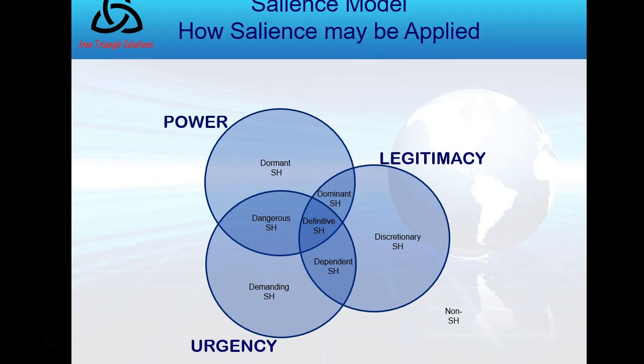So where all 3 circles come together, that's a definitive stakeholder. You really want to work with them. One that has power and urgency, so those 2 circles coming together, that's a dangerous stakeholder in my mind. One that has legitimacy only would be a discretionary stakeholder. So this is how you can use this grid to map. And if they're outside of power, urgency, or legitimacy, frankly, they're a non-stakeholder.